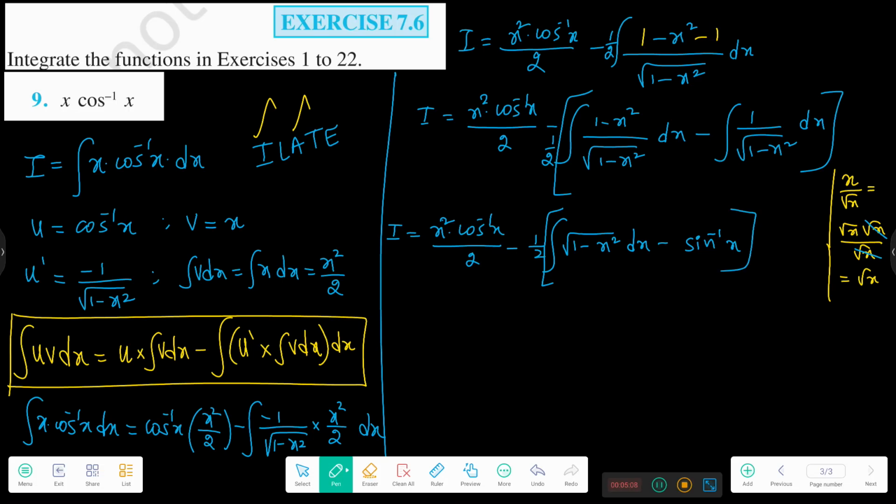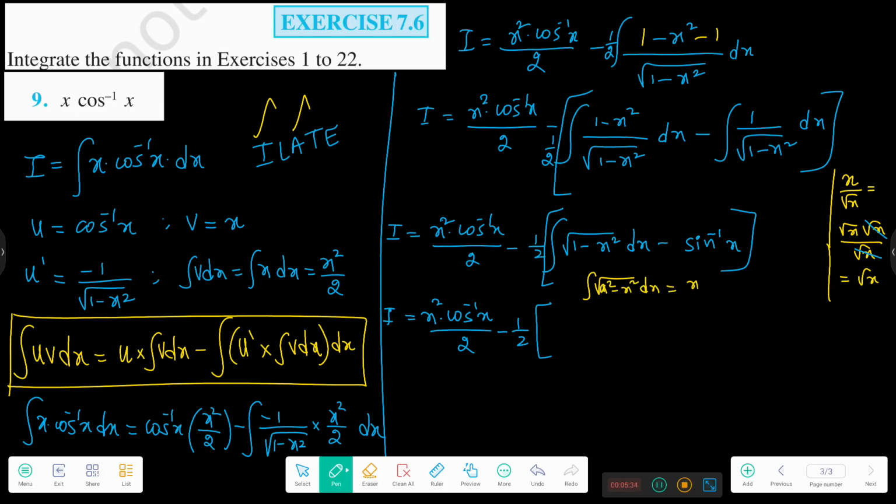Right, fine. Now we can apply integral for this, Raja. Do you remember the formula, what it is? x square into cos inverse x divided by 2 minus 1 by 2 into, what is the formula for this? Anyone, do you remember this? What is the formula for integral square root of a square minus x square into dx?